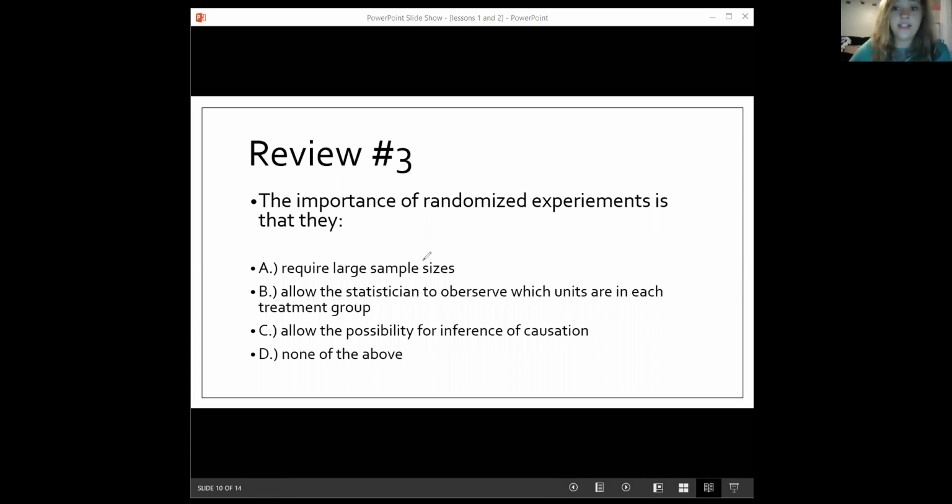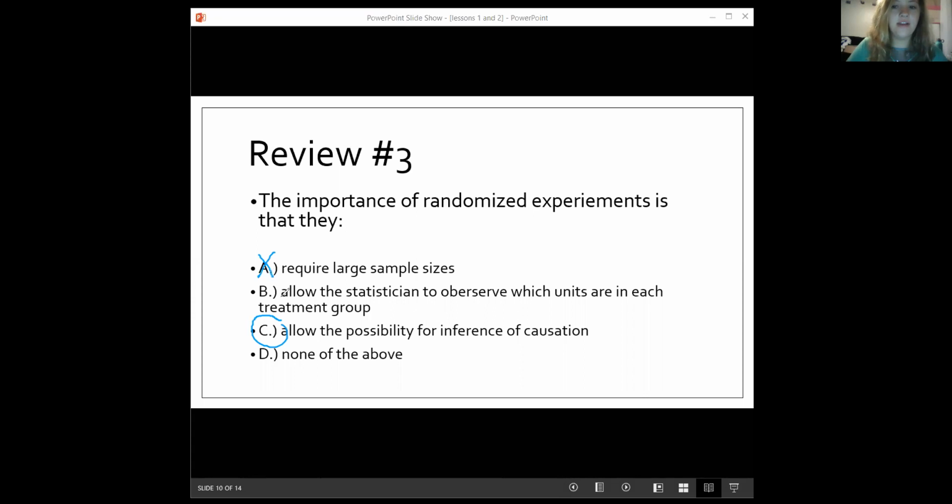Okay, so randomized experiments, the answer to this one is going to be C, because randomized experiments are important since they can give you inferences about cause and effect. It doesn't mean cause and effect. You can't make that conclusion, but it can infer that. A, it doesn't require a large sample size. That's not the importance of it.